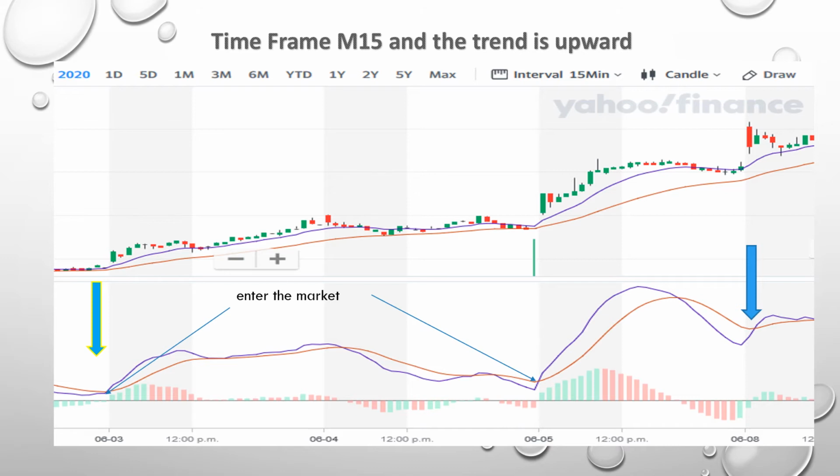Now, in order to enter the market, we choose those crossovers which are in line with the direction of H1, meaning upward, and ignore the rest. Any of the direction which is downward, we ignore it. As indicated in the graph, there are 2 points to enter the market.